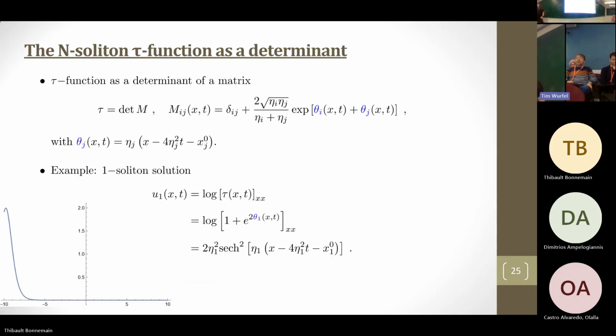Do you have nice expressions for the conserved densities from the tau function? A way to get them systematically? I don't know, actually.